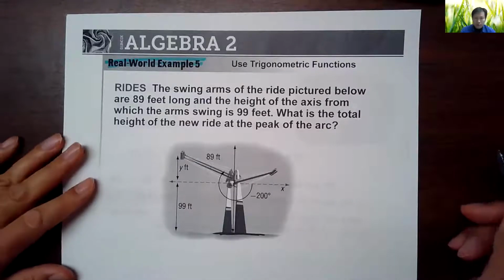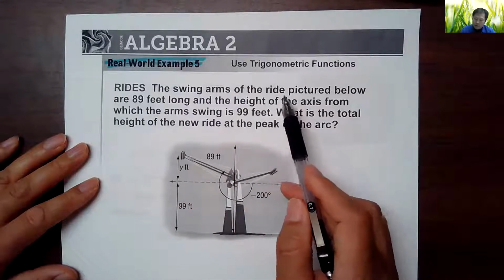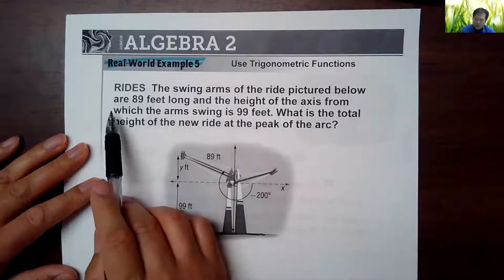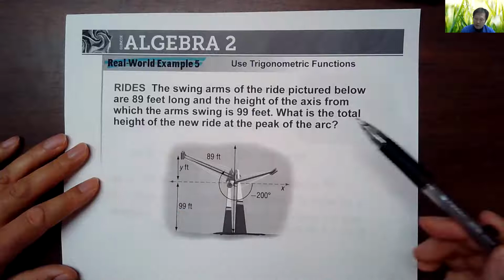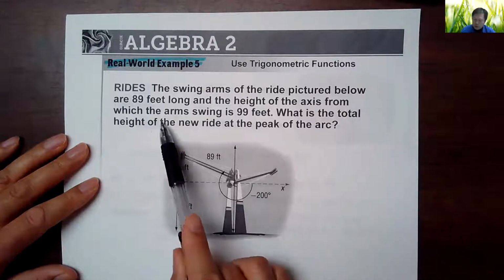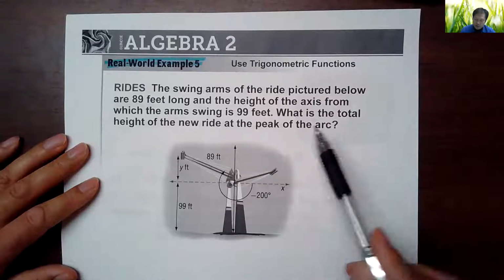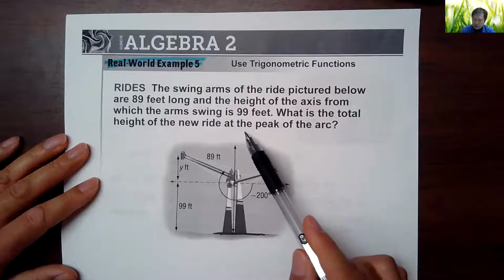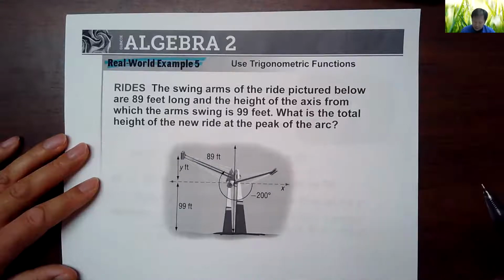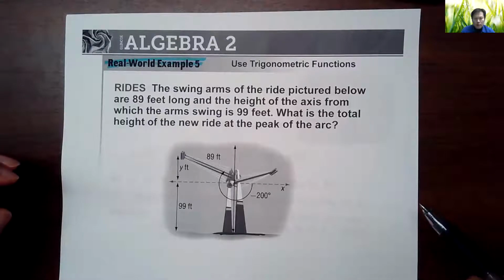The first example: the swing arms of the ride pictured below are 89 feet long and the height of the axis from which the arms swing is 99 feet. What is the total height of the new ride at the peak of the arc? So, what is the total height of the new ride at the peak of the arc?